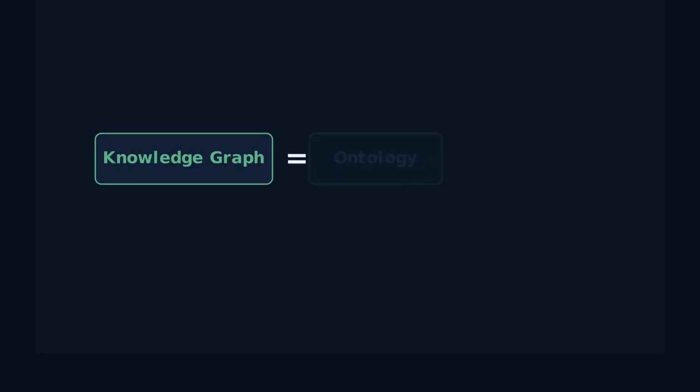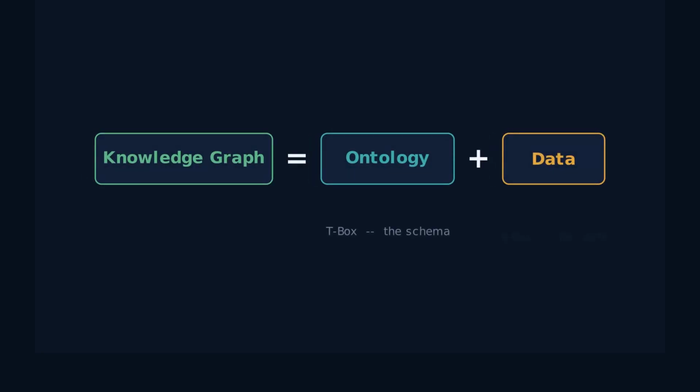And now we arrive at the neighbor that causes the most confusion of them all, the knowledge graph. So let me hand you the one equation this entire episode is built around. A knowledge graph equals an ontology, plus data. That really is it. To say it just a little more formally, every knowledge graph has 2 parts. The T-box, the terminology, which is the ontology itself, the classes, the properties, the rules. And the A-box, the assertions, which is the actual instance data, the millions of specific facts.